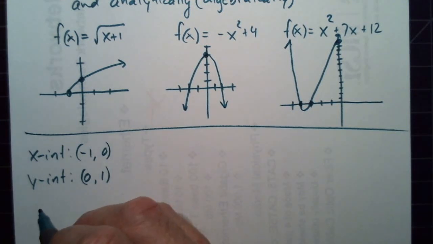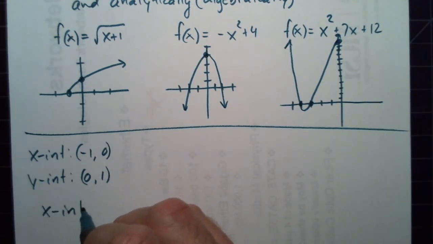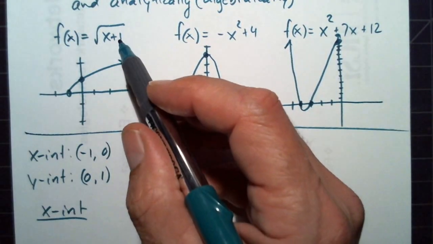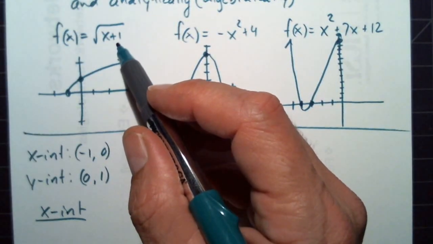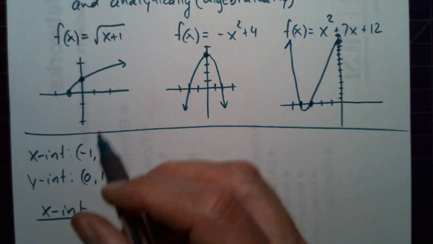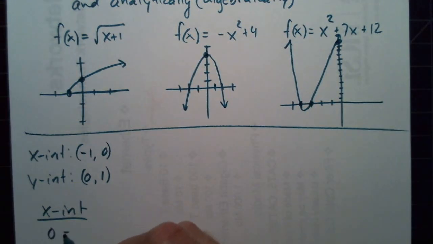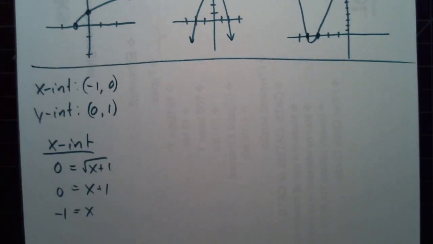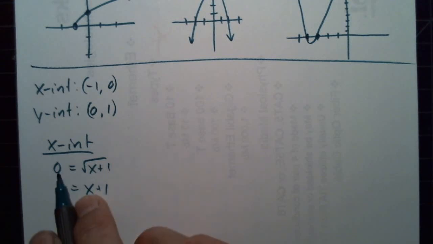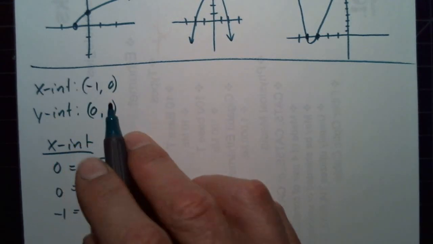algebraically to find the x-intercept. We take the equation and we want to know when the y value is 0. So we take the equation, set it equal to 0, square both sides, and we see that x is -1 when y is 0, and that's what we saw on the graph.